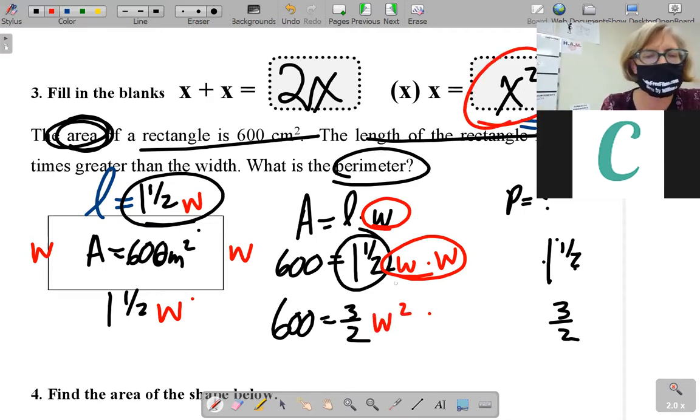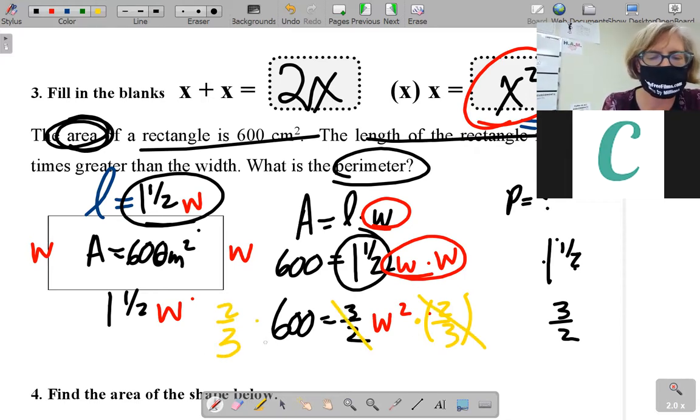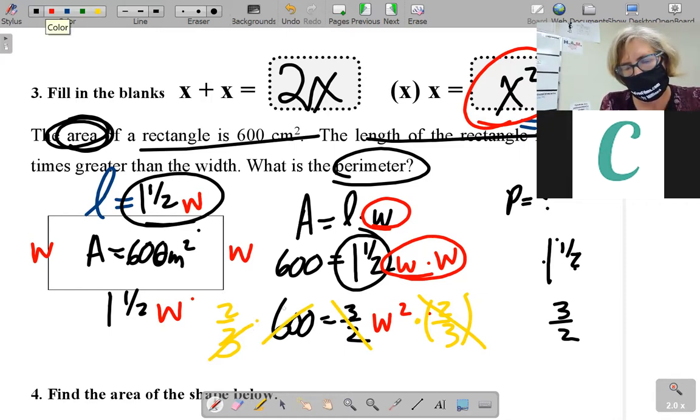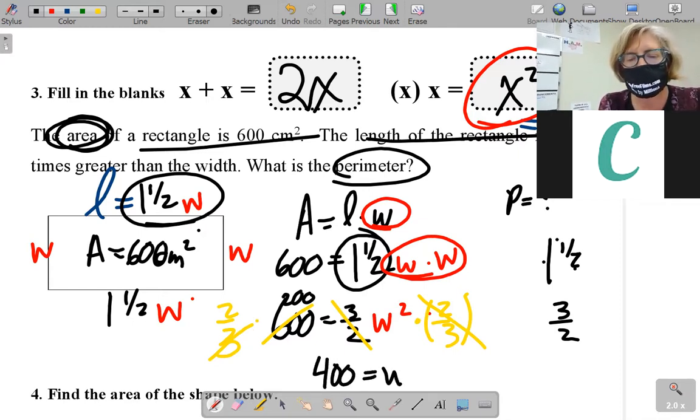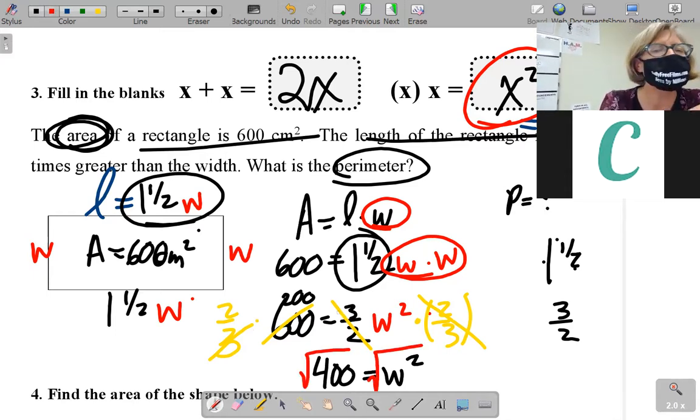That's the ticket. Okay, so the opposite of 3/2 is what? 2/3. Yes. These cancel. 3 goes into 600 how many times, ma'am? 200. 200 times 2 is? 400. You're so correct. Equals W squared. What's the opposite of squaring? Square root. Yes. That's a perfect square. What number is that? 20. Yep. So what you have found so far is only the width.